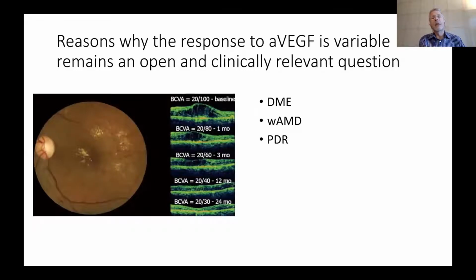Okay, so let's ask the question of variability. What are the possible reasons why response to anti-VEGF is variable? It's a clinically relevant question, and this is especially true for diseases such as diabetic macular edema.